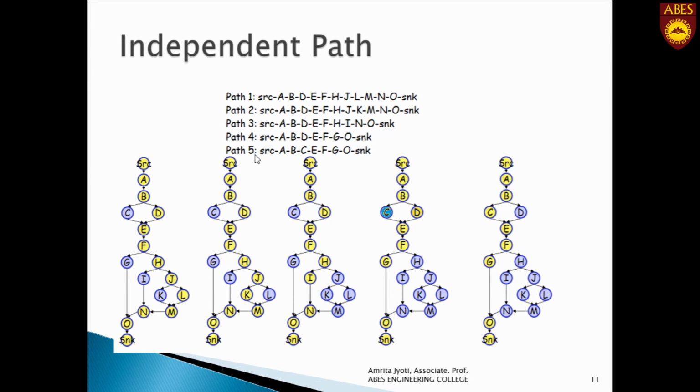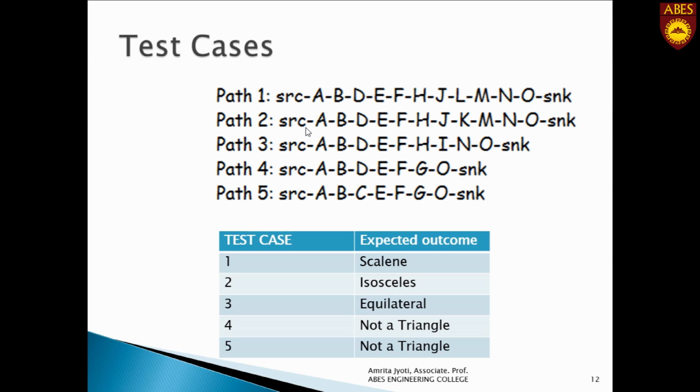Now we have to derive the 5 test cases with respect to these 5 independent paths. Suppose we take 5 test cases: 1, 2, 3, 4, 5. We can take different values of A, B, C of the triangle, the same triangle problem, and find these 5 test cases. The expected outcomes are: scalene, isosceles, equilateral, not a triangle, not a triangle. This is all about basis path testing. Thank you.